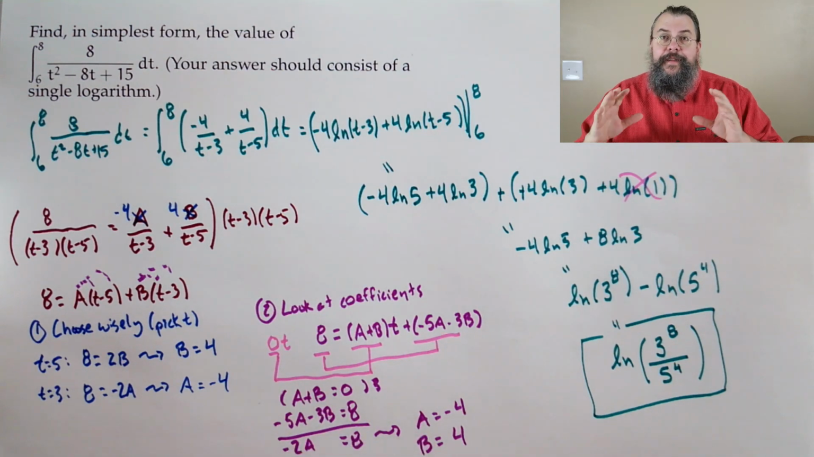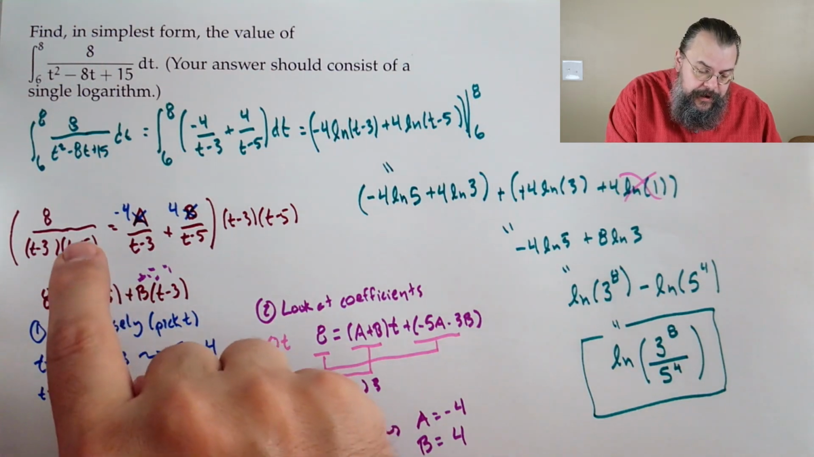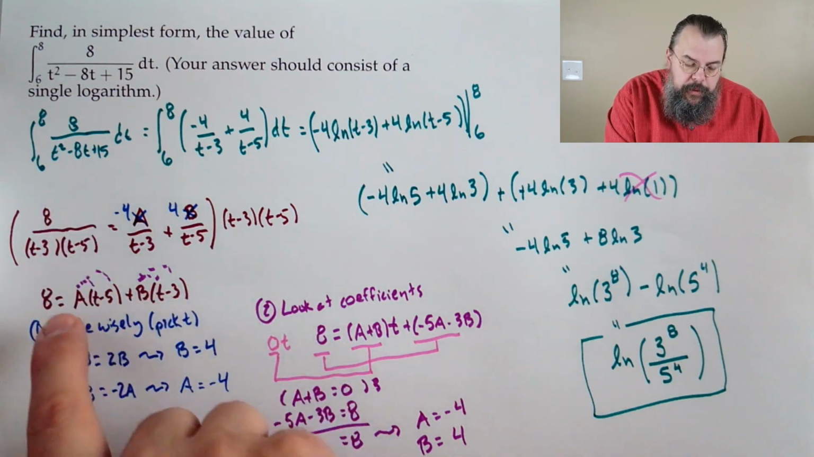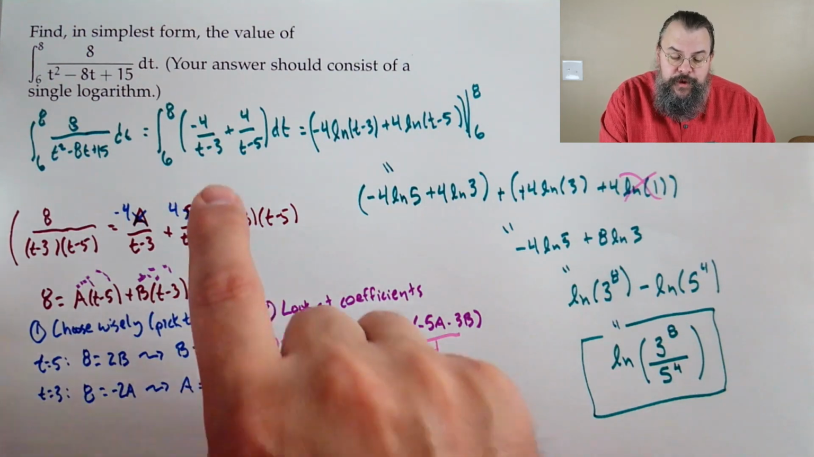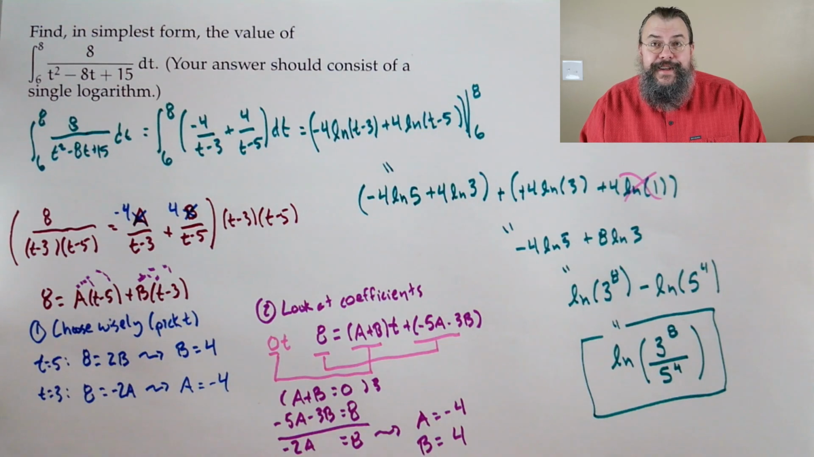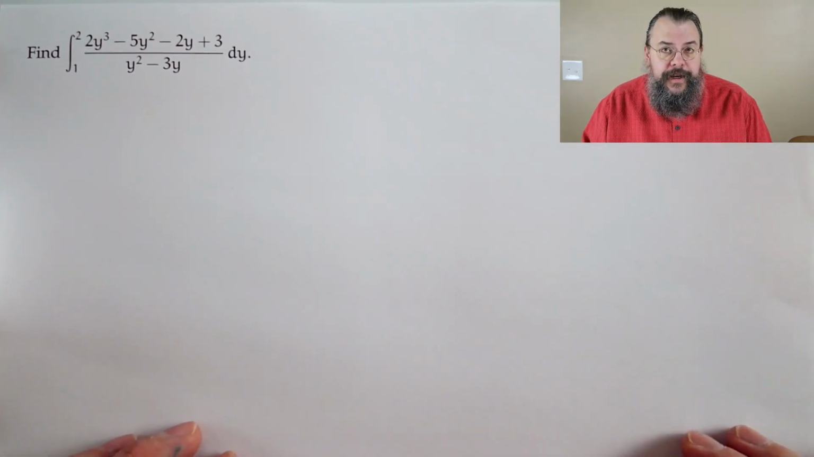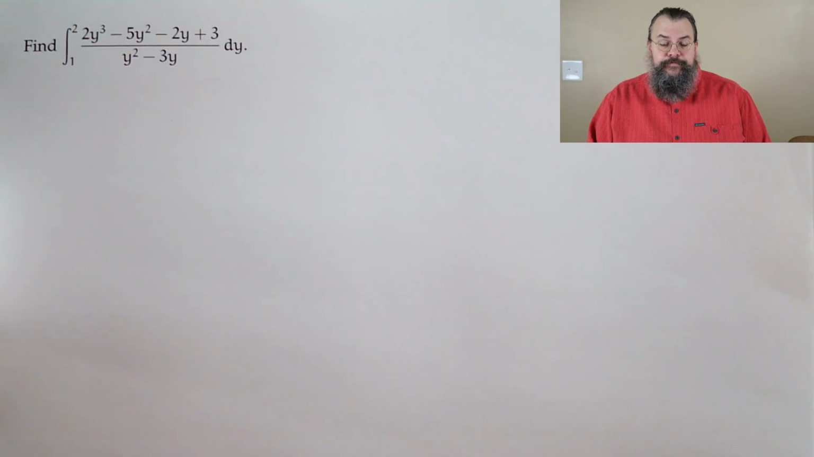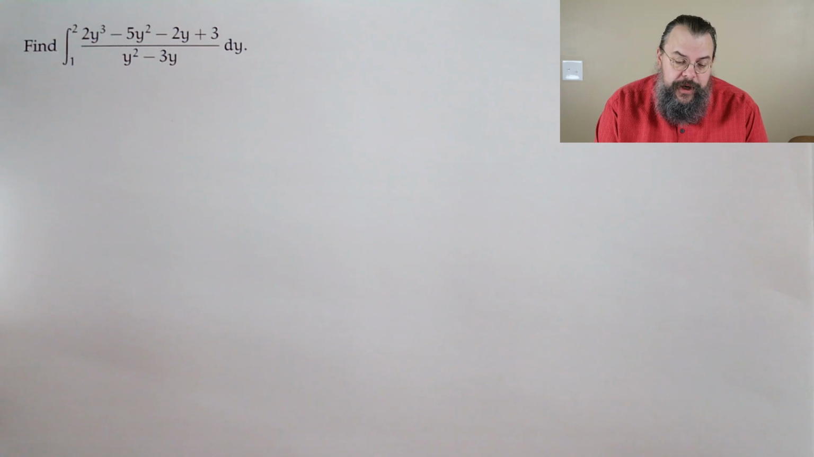Okay, but now you have the idea, right? We're going to take our original integral, apply partial fractions, pull it apart into simple pieces, and work each piece. So it's not so bad. So let's keep going, and the more we do, the better we get. So our next one, another definite integral. Find the integral from 1 to 2 of 2y cubed minus 5y squared minus 2y plus 3 over y squared minus 3y.